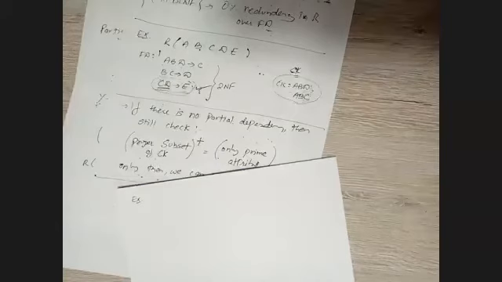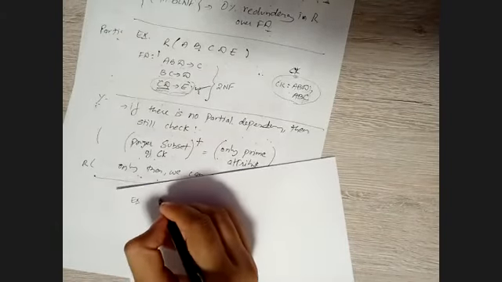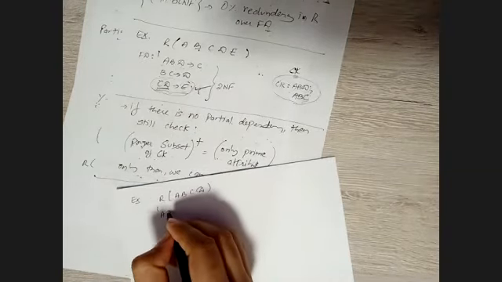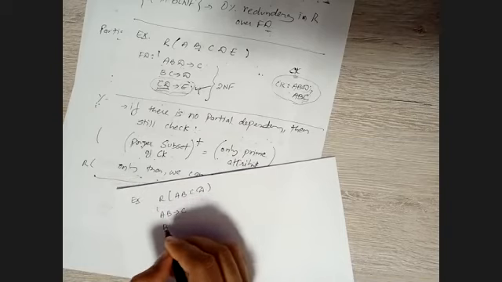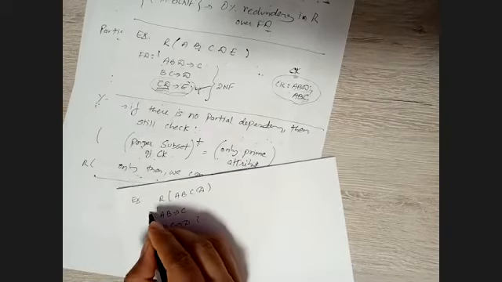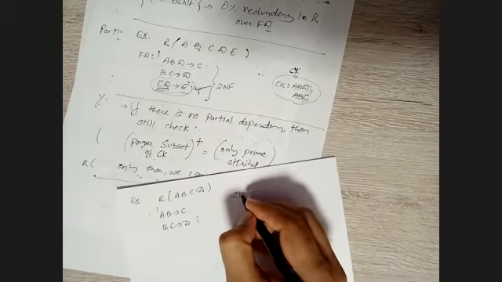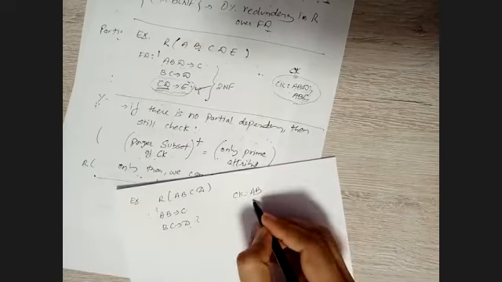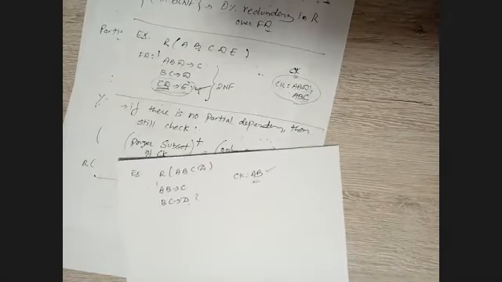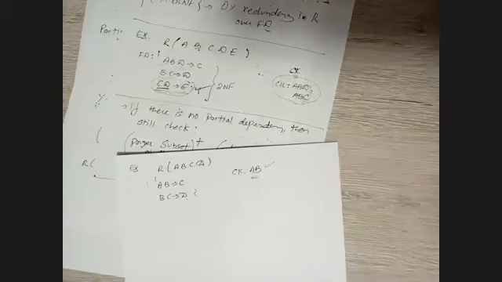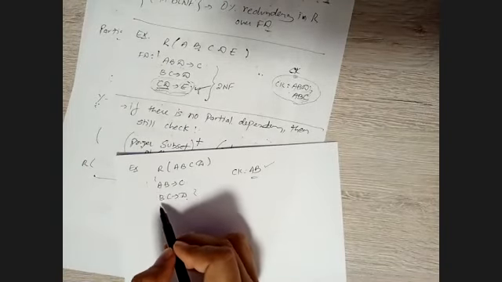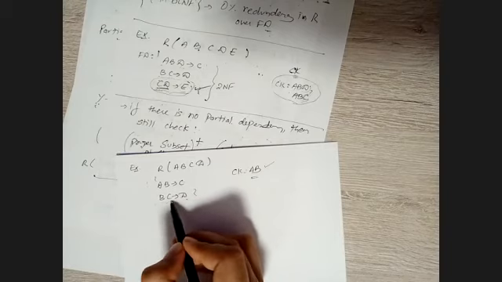Let's spend 2-3 minutes. I have A, B, C, D. Functional dependencies are AB gives C and BC gives D. Right? My candidate key over here is AB. You can say AB gives C and BC gives D. So the candidate key is AB. Right? Now check the normal form. Check for BCNF. Is BCNF possible? No, not for this one, because BC is not a super key.